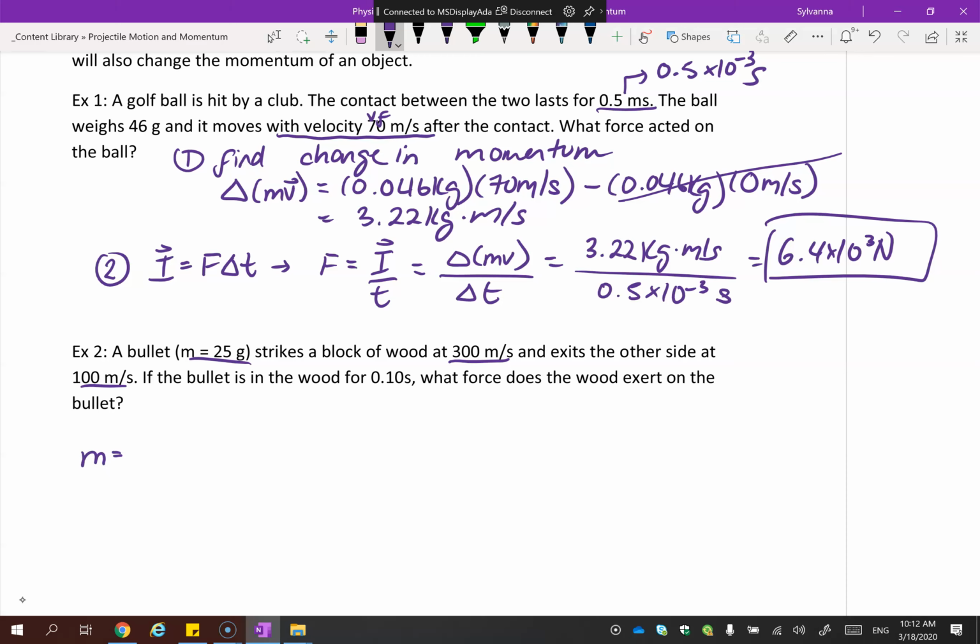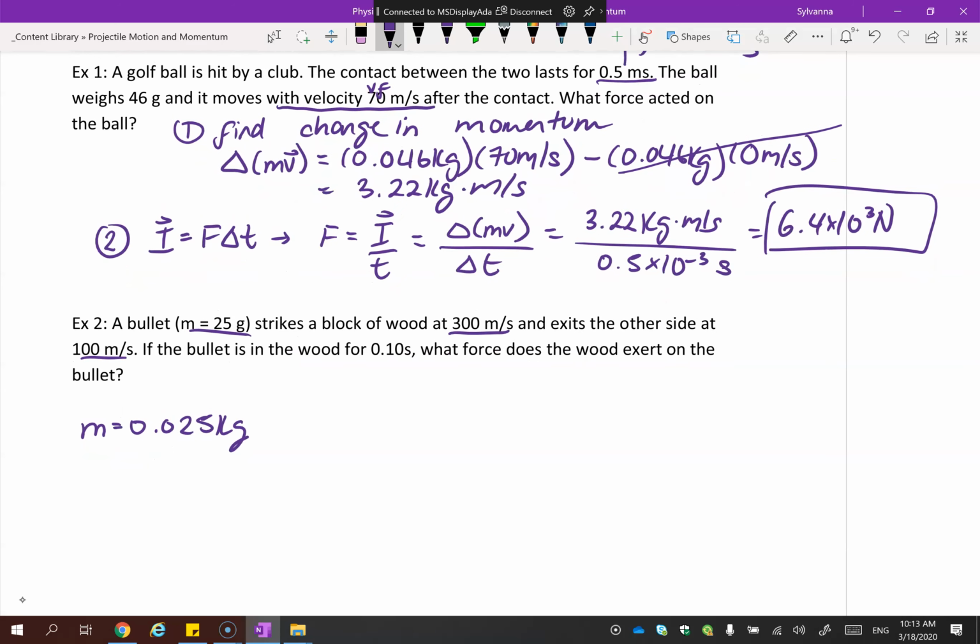Mass was given to us. We're going to do the conversion to kilograms, which is 0.025 kilograms. You would divide 25 by 1,000 to get that. Your initial velocity is 300, strikes a block of wood at 300 meters per second. And then exits the other side at 100 meters per second. So that is our V final. Our time duration is 0.1 seconds.